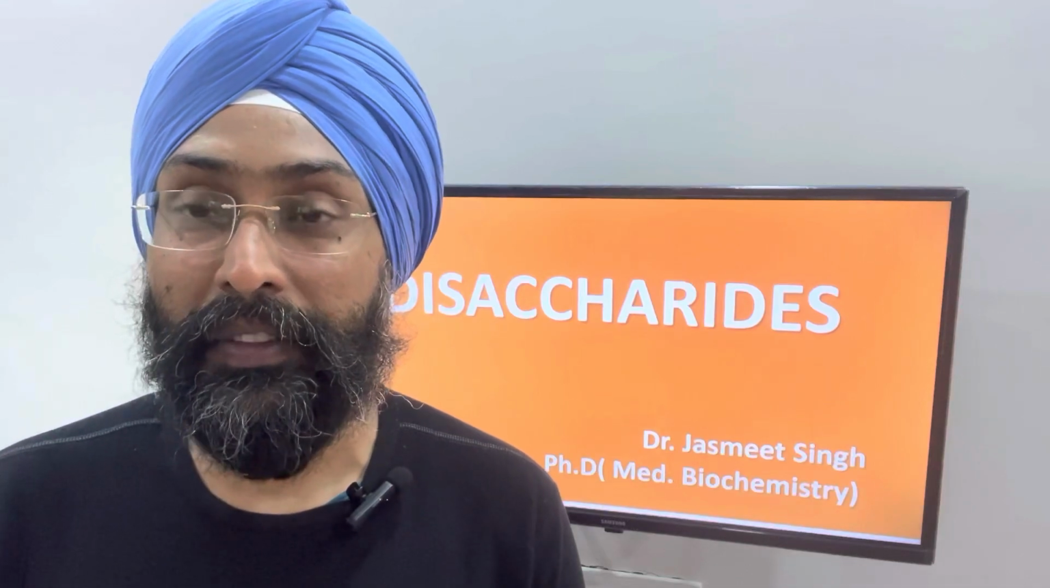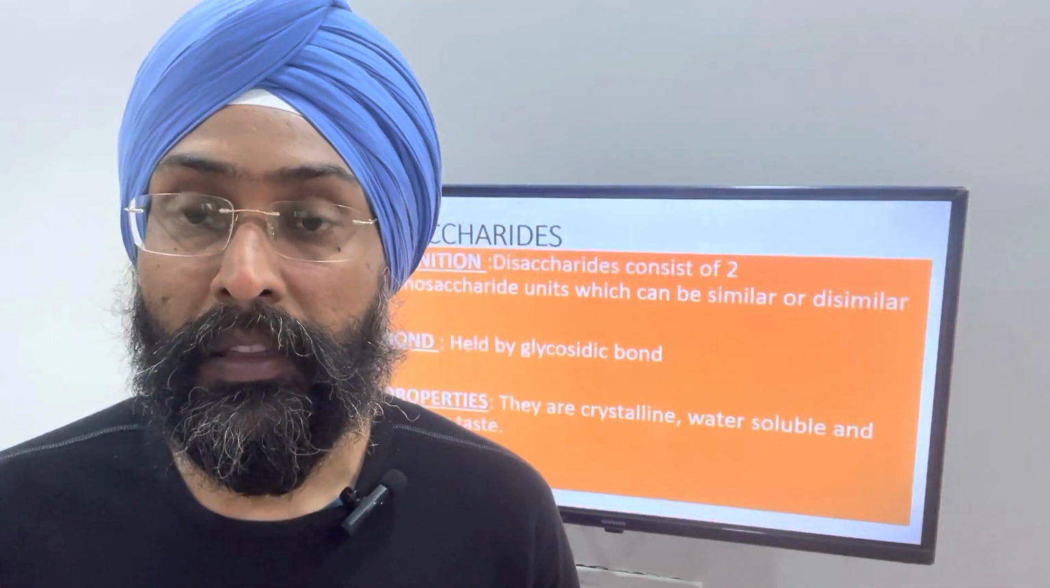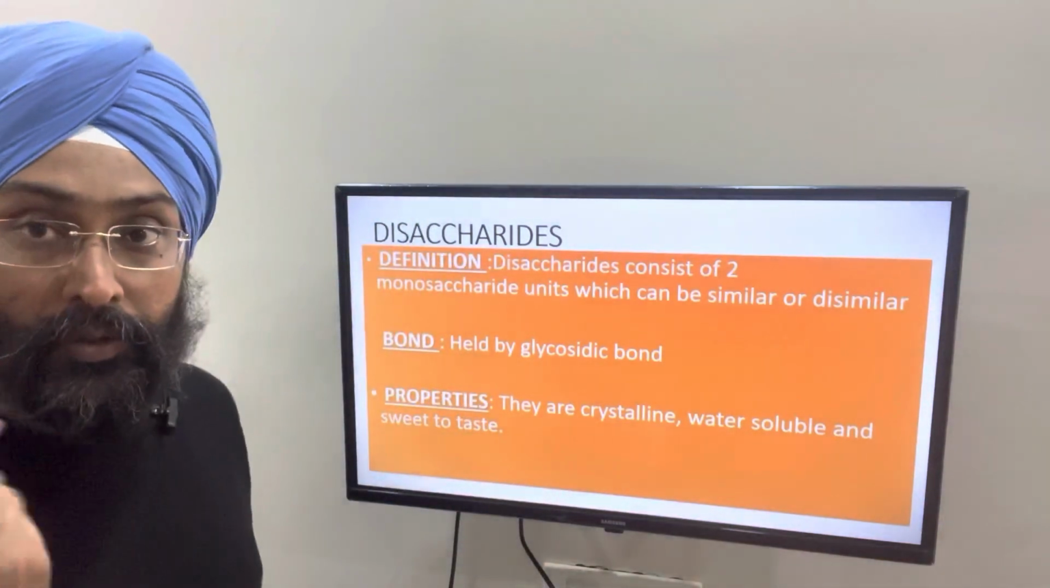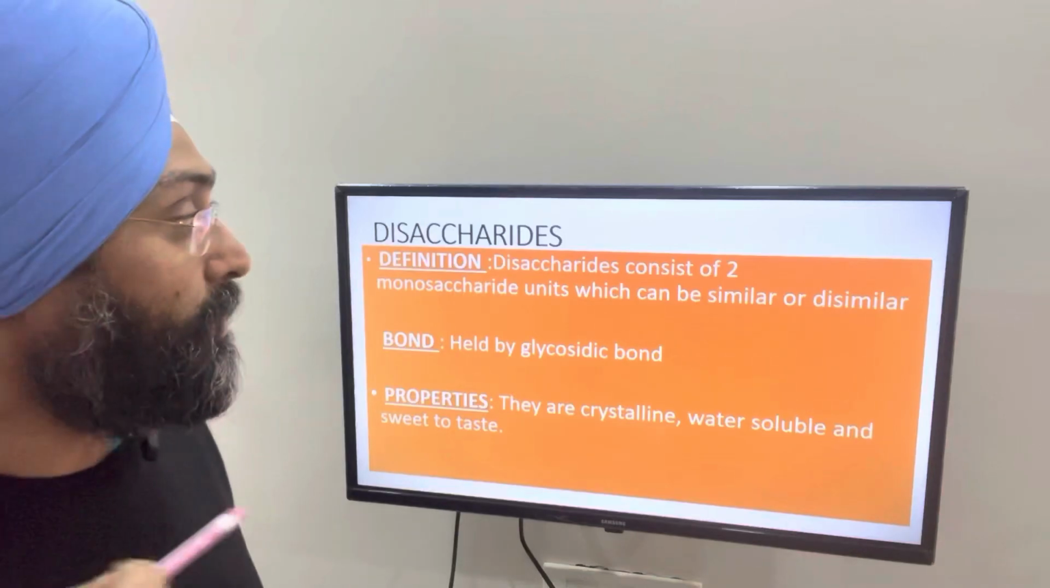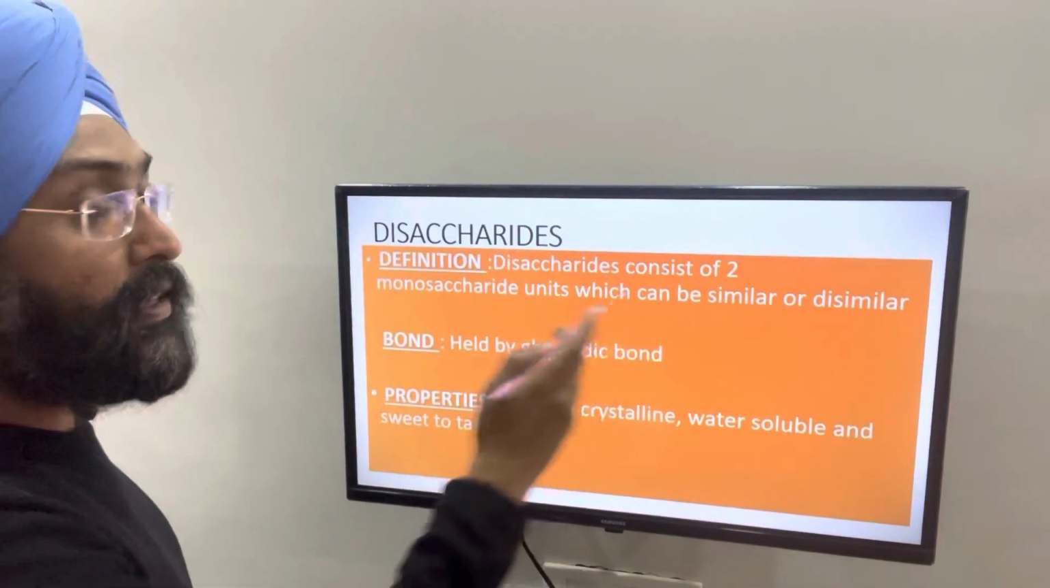Today we'll start with disaccharides, today's topic. So first of all, the definition: what are disaccharides? Di means two, that means they have two monosaccharide units, right? Disaccharides consist of two monosaccharide units which can be similar or dissimilar.